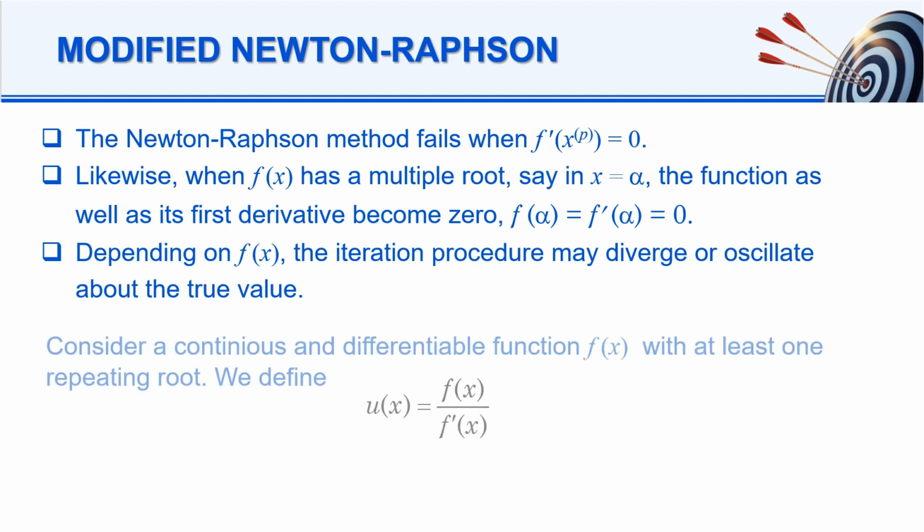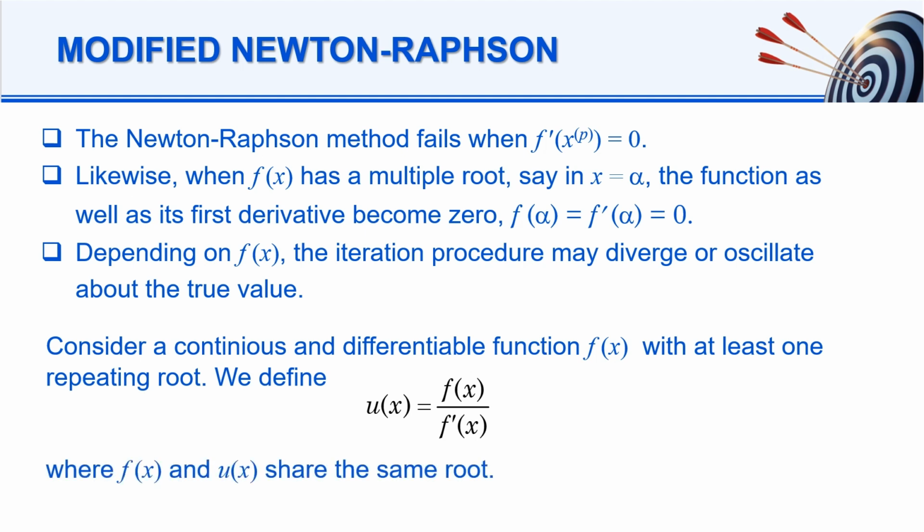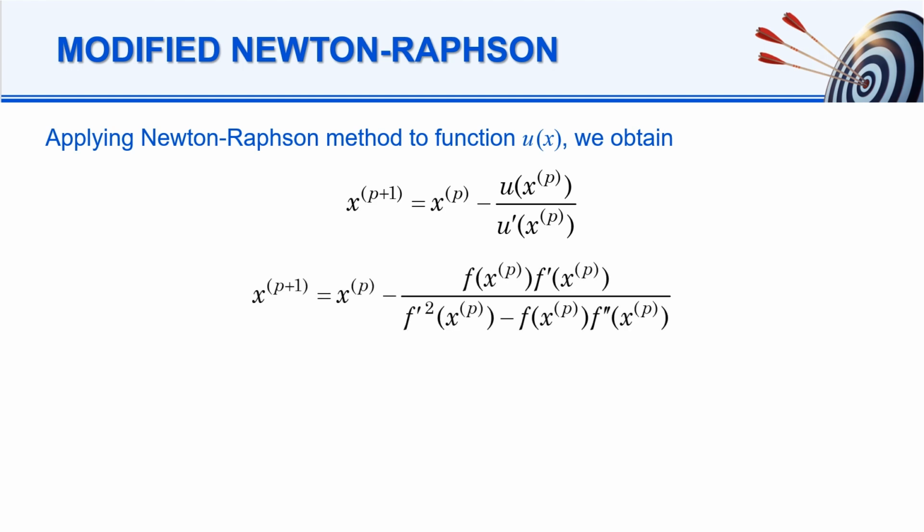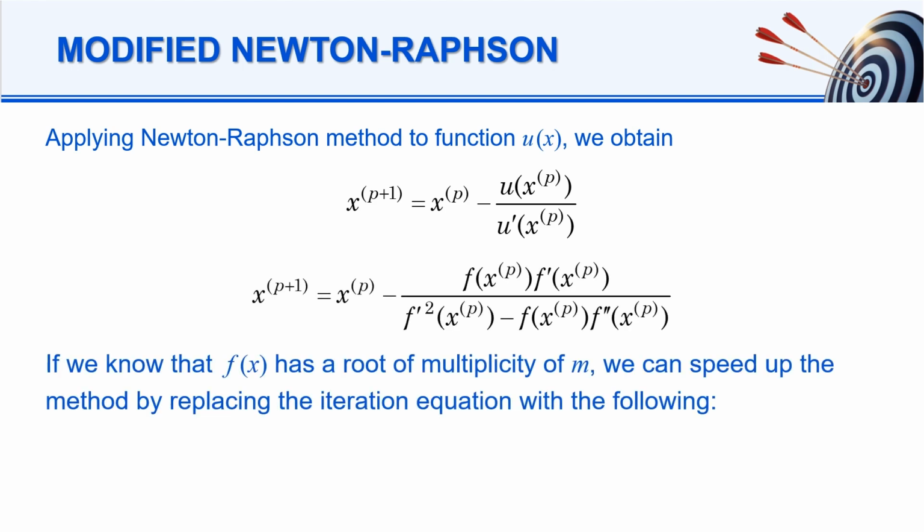Consider a continuous and differentiable function f(x) with at least one repeating root. We define a new function, u, as follows, where the functions f(x) and u(x) share the same root. Applying the Newton-Raphson method to function u(x), we obtain the iteration equation in terms of u and u prime, or we may cast it in terms of the first and second derivatives of f(x). However, if we know that f(x) has a root of multiplicity m, we can speed up the method by replacing the iteration equation with the following.